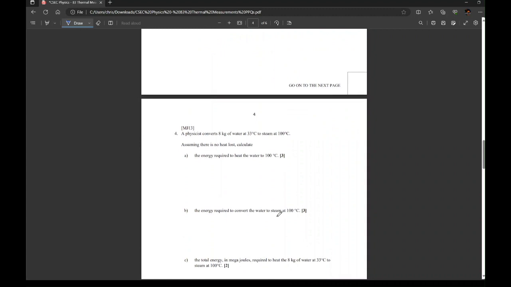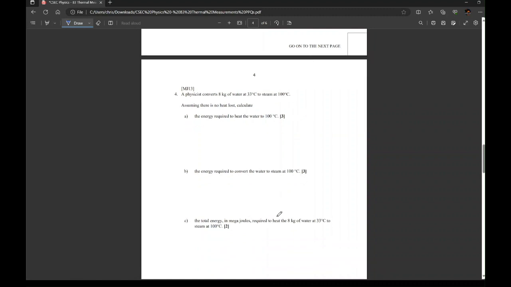Question 4 is May, June 2013. So let's look at what they're asking us to do now. A physicist converts 8 kilograms of water at 33 degrees Celsius to steam at 100 degrees Celsius. Assuming no heat loss, calculate the energy required to heat water to 100 degrees Celsius. Okay? So there's no change of state here. This is just our energy change. So we're going to use the mcΔT formula.